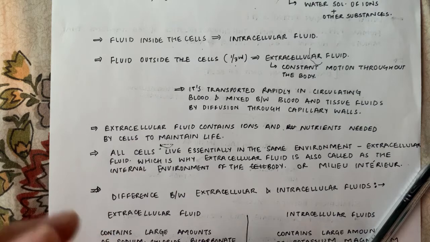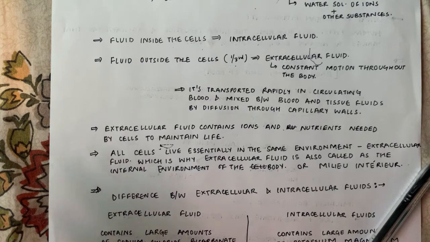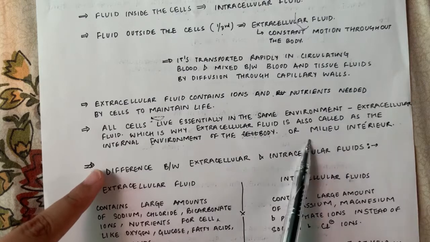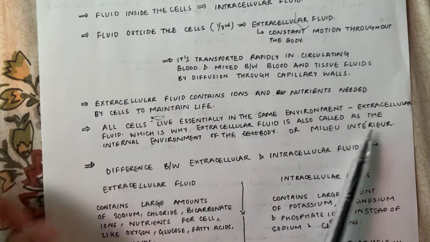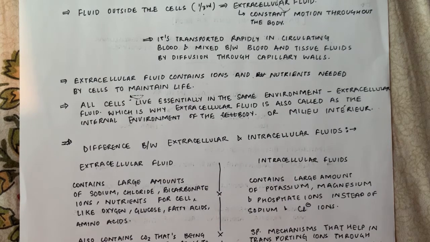अब ये जो एक्स्ट्रा सेलुलर फ्लूइड है, it is in continuous motion throughout the body, सो ये सेम रहेगा throughout the body. सो जितने भी सेल्स हैं they essentially, they definitely live in the same environment, वो सेम एक्स्ट्रा सेलुलर फ्लूइड में रहते हैं, which is why extracellular fluid is also known as the internal environment of the body or milieu interior. Okay, so अब एक्स्ट्रा सेलुलर फ्लूइड से हम डिफ़ाइन कर सकते हैं कि हमारी बॉडी का एग्जैक्टली इंटरनल एनवायरनमेंट क्या है, क्योंकि वो पूरे बॉडी में कंटिन्यूस रहता है.